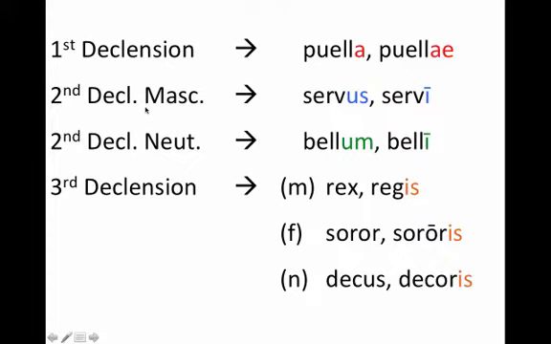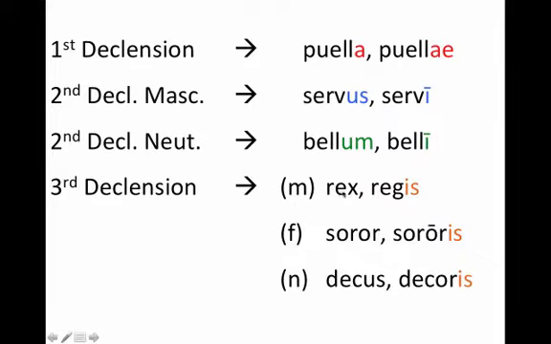The second declension masculine usually ends in US in the nominative singular, and I in the genitive singular. The second declension neuter ends in UM in the nominative singular, and I in the genitive singular. But then we get to the third declension, and if you notice here we have a masculine, feminine, and neuter third declension noun, as it can occur in all three genders.